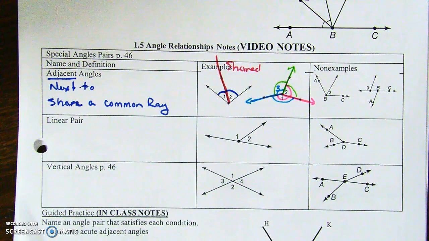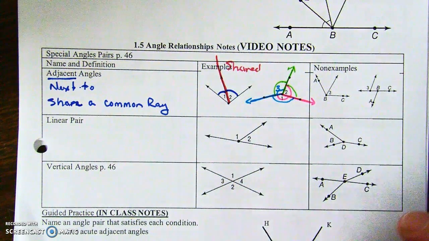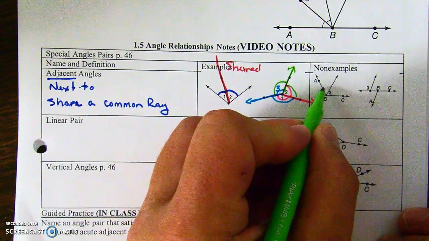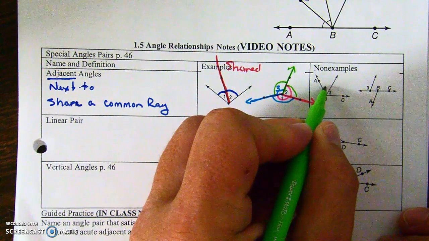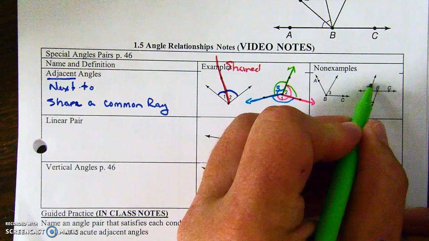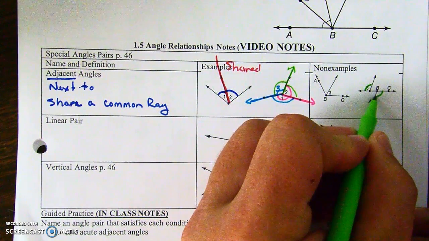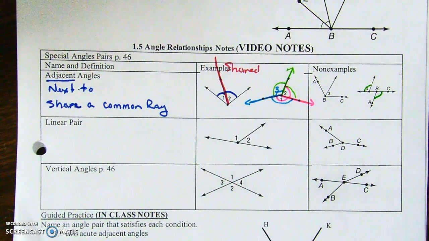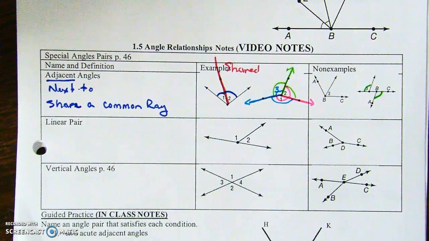Whereas on the non-examples, it shows here that angle 3 and this angle here could be adjacent to each other if we need to. But if we're talking about angle 3 and this angle here randomly, do they share a common ray? The answer is no. Okay, so therefore they are not adjacent to each other. So anything that's always next to each other will make it better for you that way.